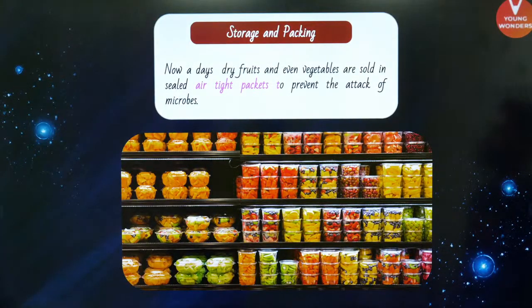let us move ahead to storage and packaging. So nowadays, dry fruits or even vegetables are stored in sealed airtight packets to prevent the attack of microorganisms.